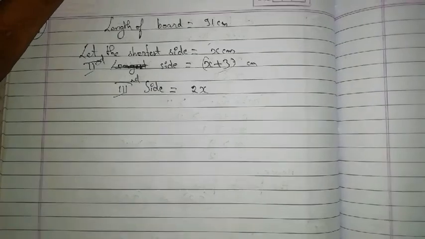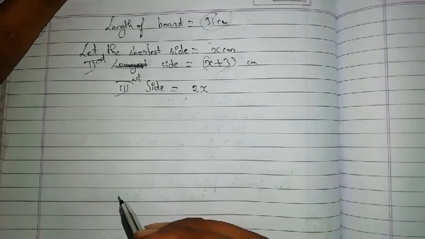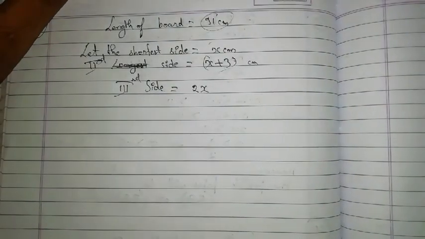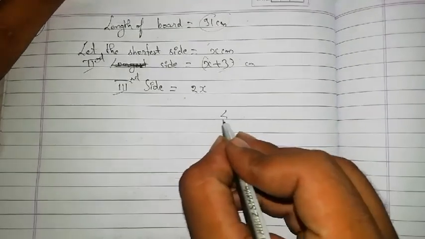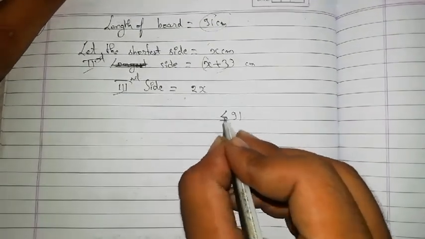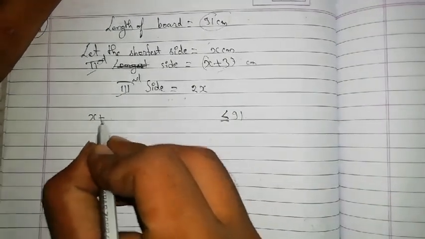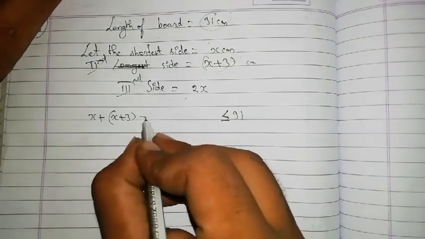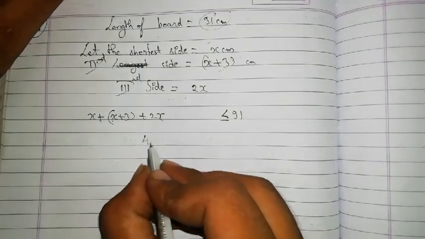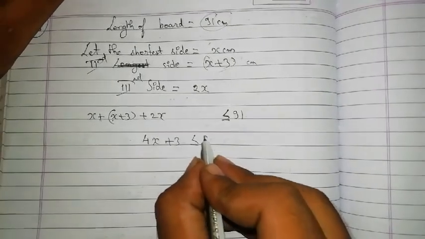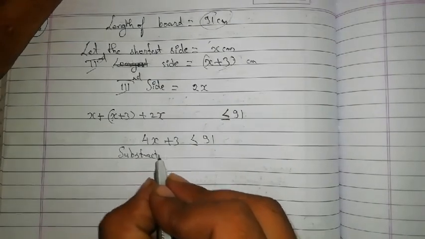Now we have to calculate the shortest side. Okay, so the length of the board is 91 centimeter, means it does not exceed the value of 91 centimeter. Okay, means maximum it can be 91, so less than or equal to 91. Now their sum will be x plus x plus 3 plus 2x. Okay, so accordingly it will be 4x plus 3 is less than or equal to 91. Now we will subtract 3 from both sides.